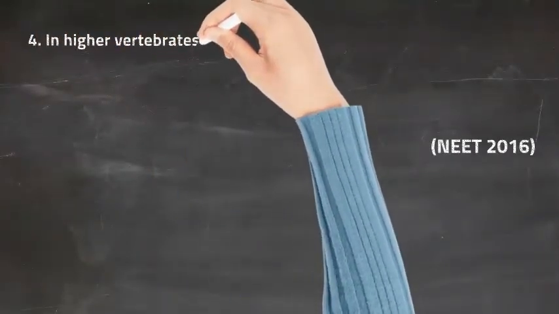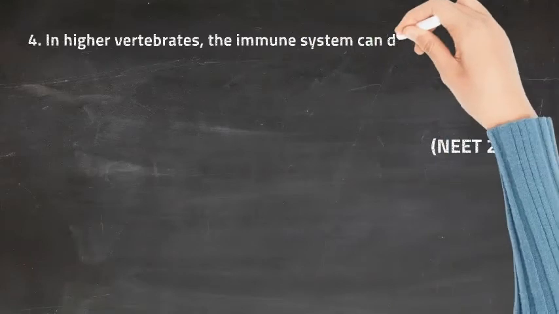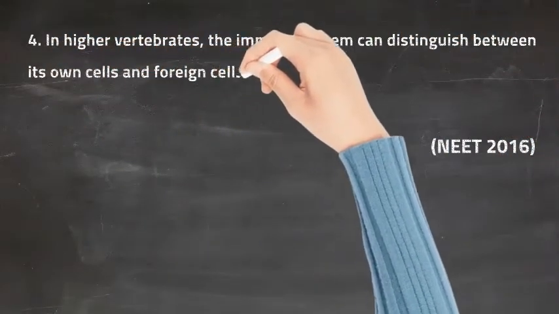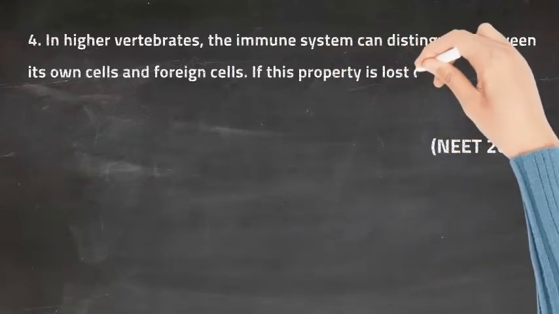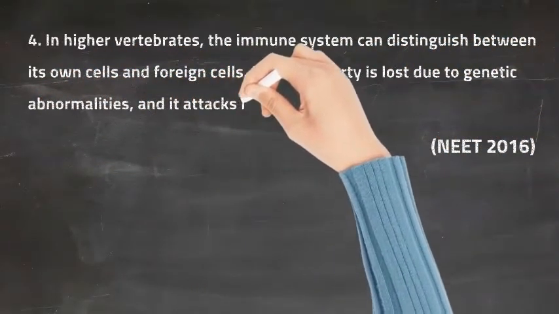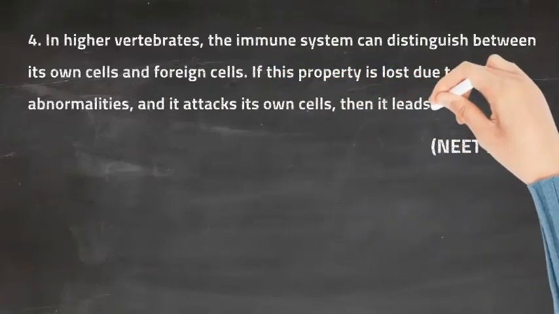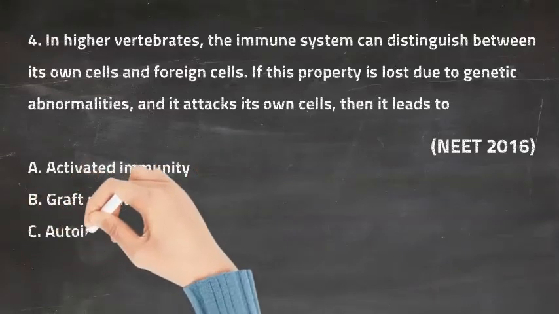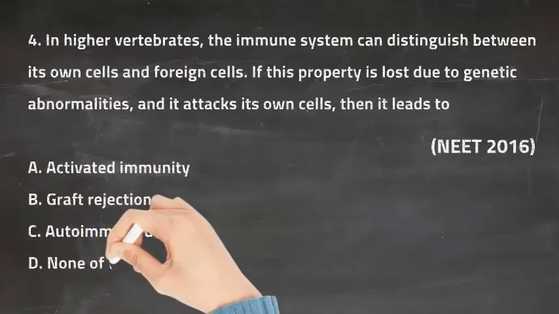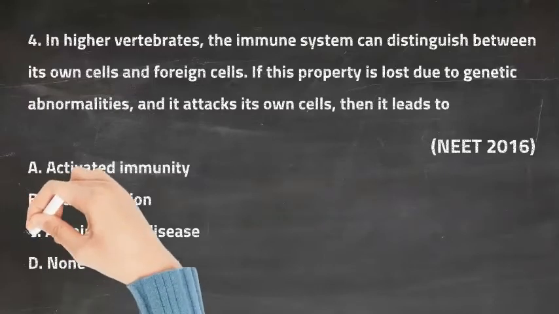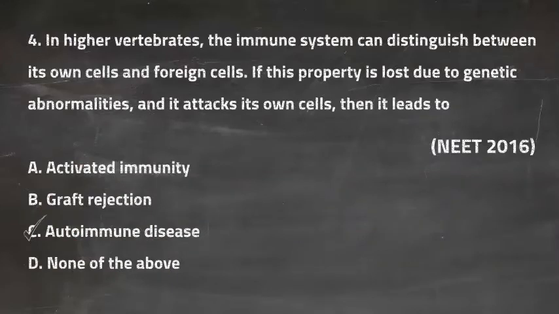Question fourth. In higher vertebrates, the immune system can distinguish between its own cells and foreign cells. If this property is lost due to genetic abnormalities and it attacks its own cells, then it leads to. Option A is activated immunity, option B is graft rejection, option C is autoimmune disease, the last option is none of the above. The right answer for this question is option C, and that is autoimmune disease.